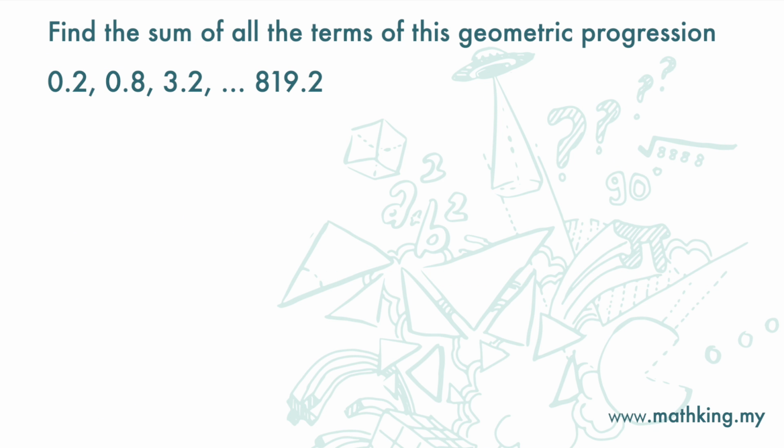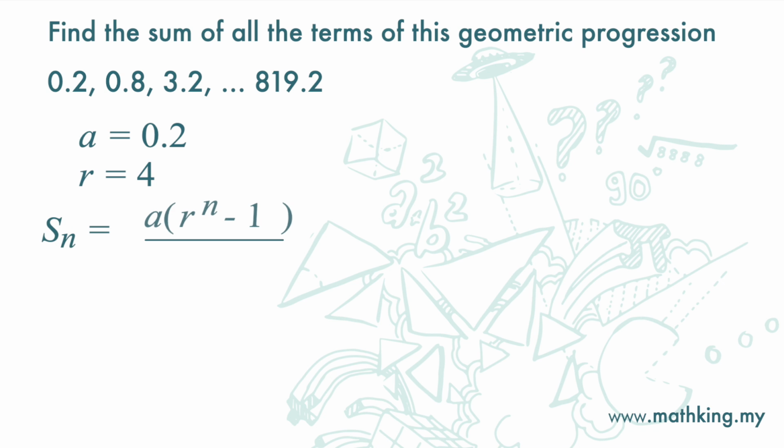Find the sum of all the terms of this geometric progression. Let's write down the info that we are given. A is 0.2. Then we find the common ratio. 0.8 over 0.2 is 4. Since r is more than 1, we are going to use this equation. But we have a problem here. We do not know n.